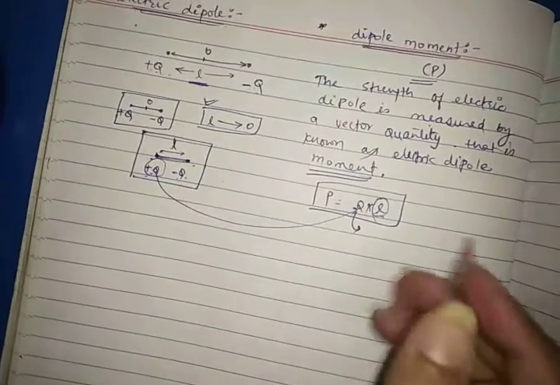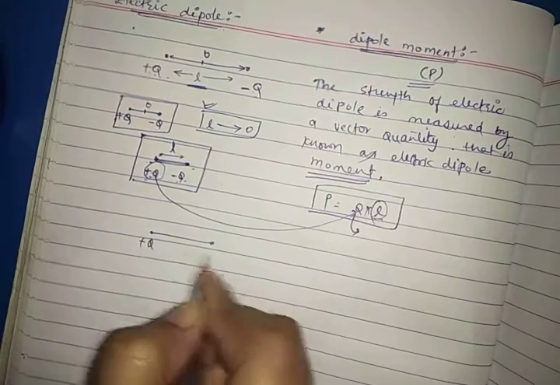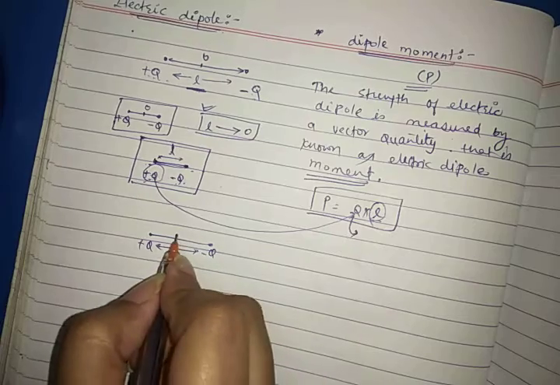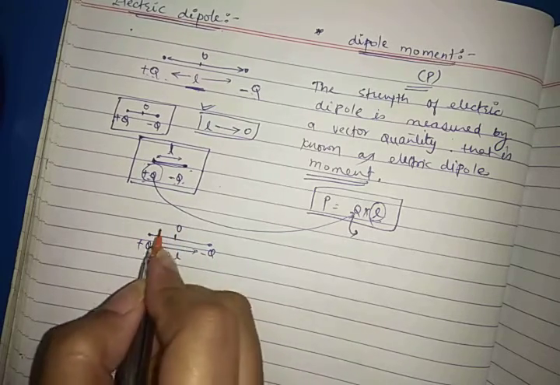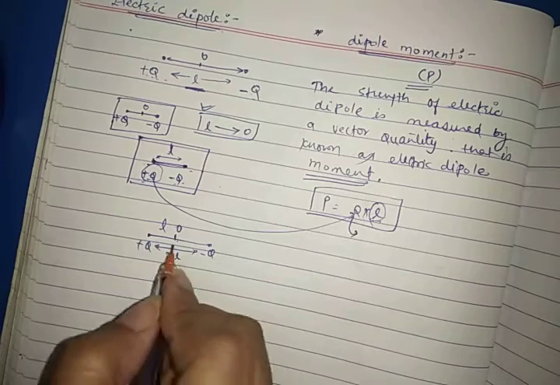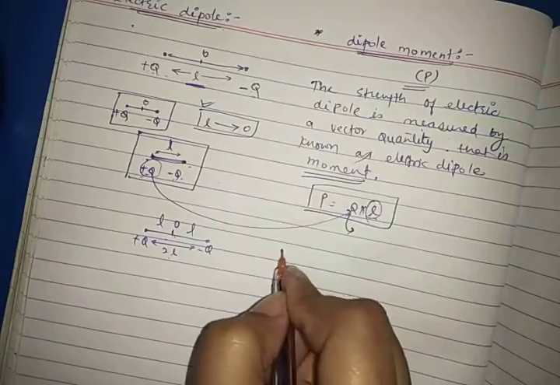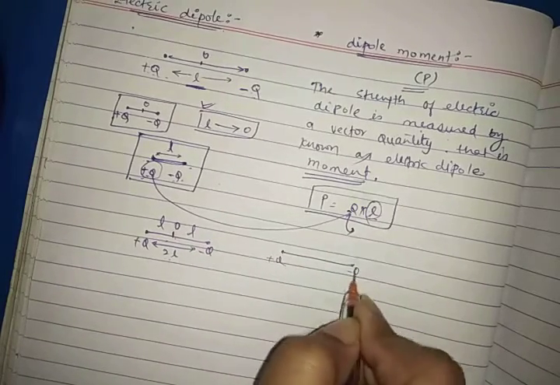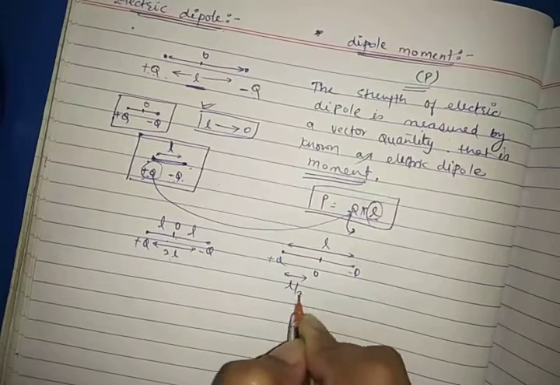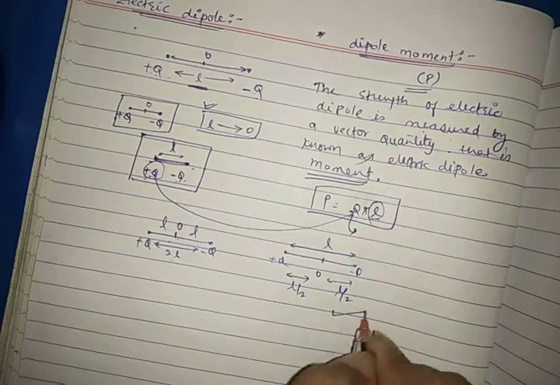In many books, or in your Arihant books also, the distance between these two charges is represented by 2L. Why so? Because by using 2L, the center point will be O here. So the distance from center to plus Q will be L, and the distance from minus Q to O will be L. So it is easy to calculate. If you solve like this, plus Q, minus Q, and the distance is L, and this is the center, then this distance will become L by 2. So this is also correct, this is also correct.